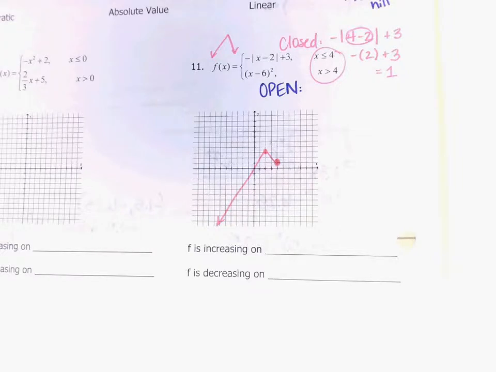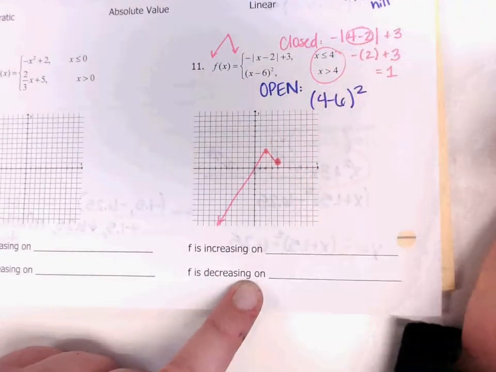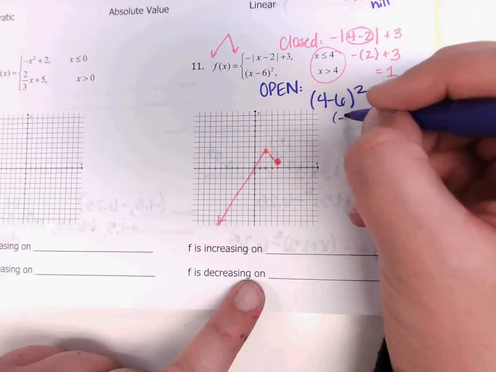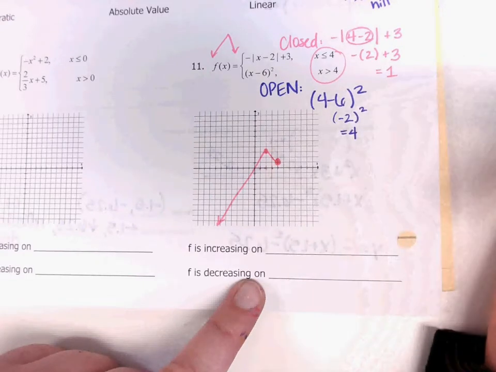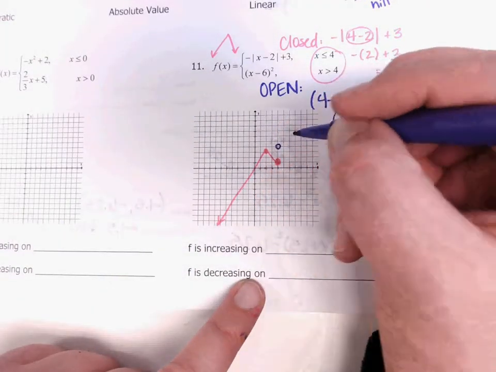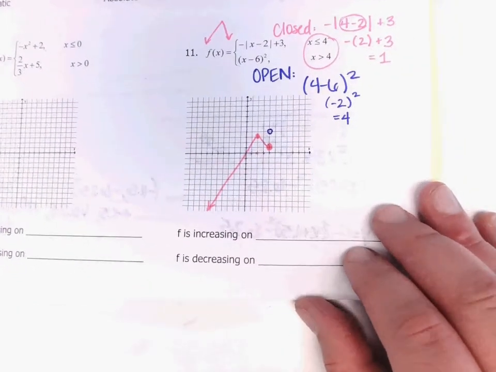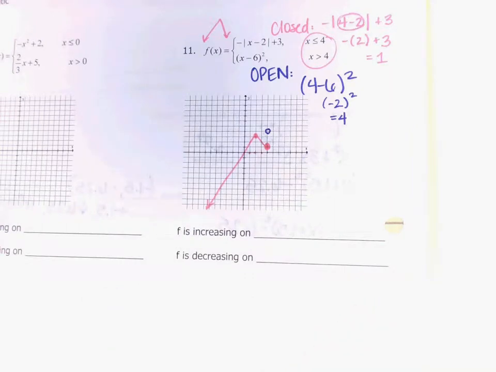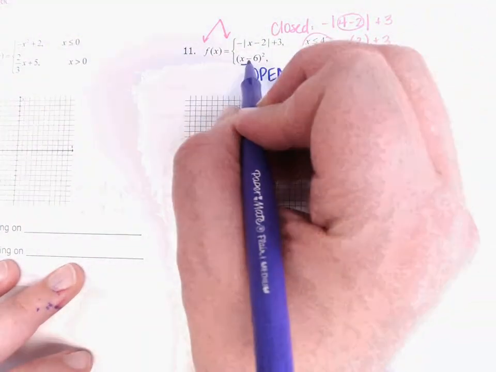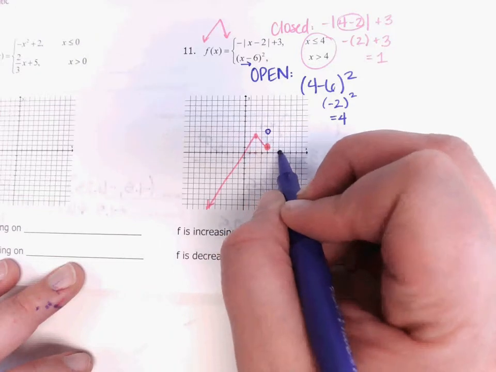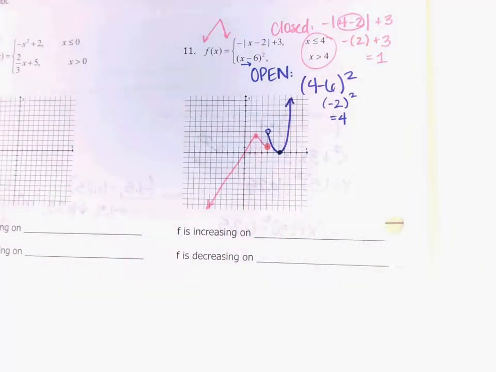Okay? Other side, we're plugging in 4. So I have (4 minus 6) squared. What's 4 minus 6 in the middle? Negative 2. What's negative 2 if I square it? 4. So I'm going to go to 1, 2, 3, 4, open circle. So we plugged in 4 to this. 4 minus 6 is negative 2. Squared it, got 4. Then you stay at the same x, put your open circle here. Then if it's an x squared, what shape is it? A U. And which way is it shifted? To the left or right if there's a minus? Right. To the right. So I'll go 1, 2, 3, 4, 5, 6, and then do my U like that.